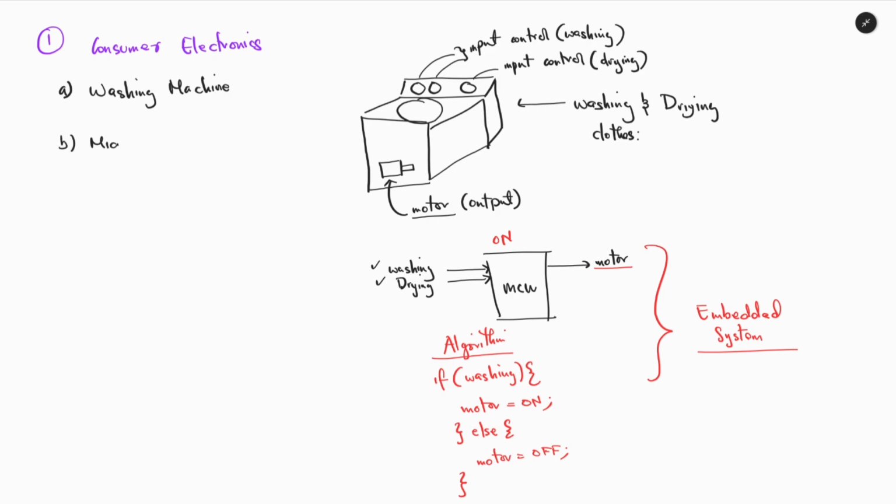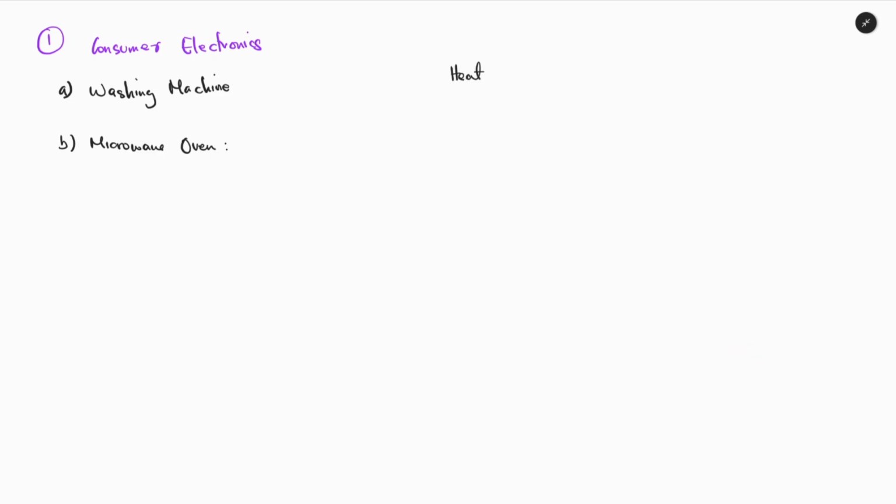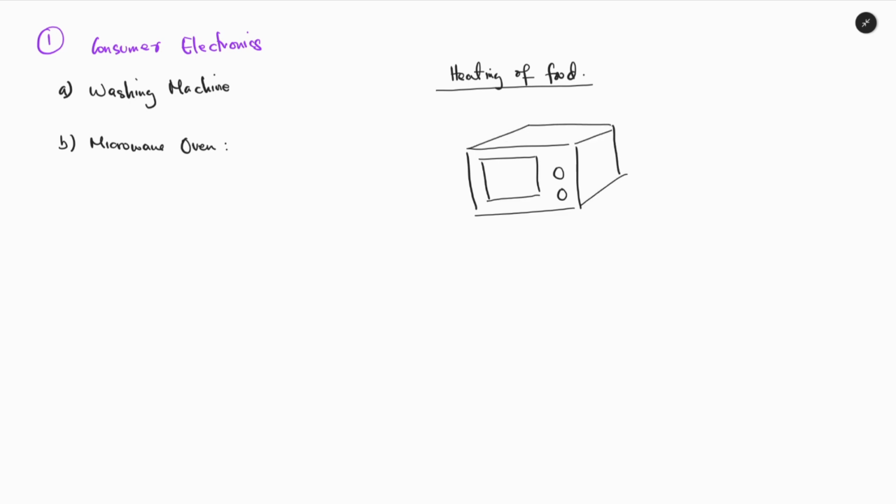B, we can have the microwave oven, and this oven can be found in most houses. And the function of the microwave oven is, we can say, heating of the food. And the microwave oven can also be seen something like this, and this is where you insert your food inside the microwave.